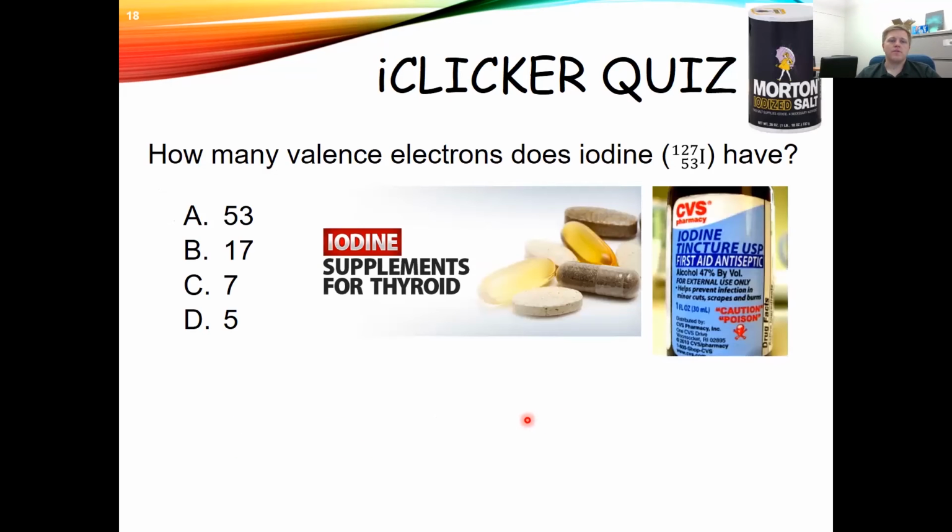See how you do with this one. How many valence electrons does iodine have? So iodine is number 53 on the periodic table. Go ahead and pause the video and try and figure this out.